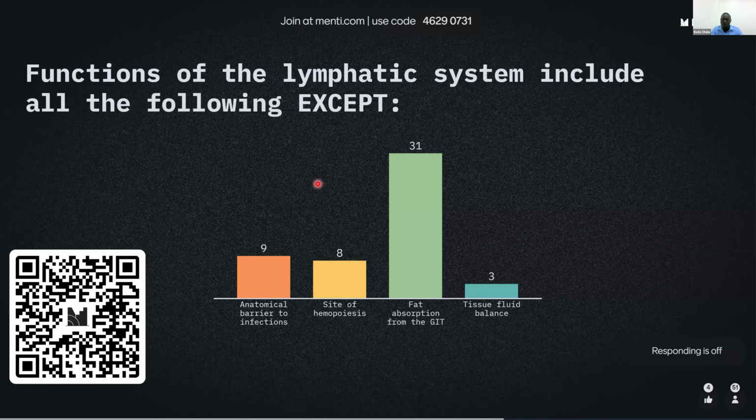There are 4 key functions of the lymphatic system. One of them, top on the list, is on immunity, ability to prevent against infections. However, the way it operates to prevent against infections is very unique.